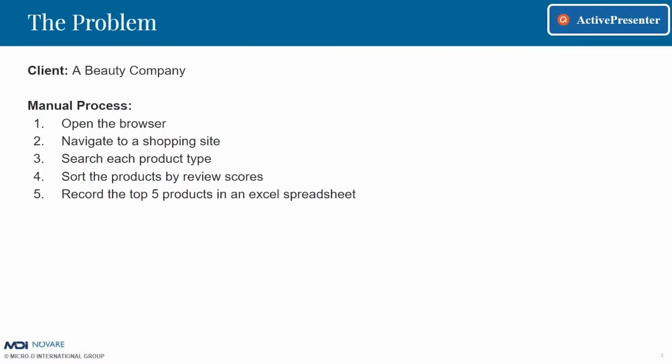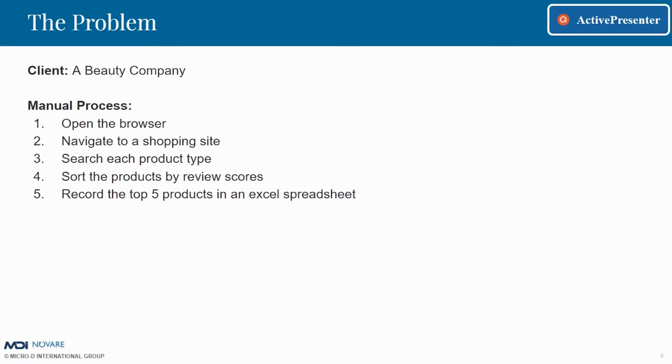The problem. A beauty company wants to automate the fetching of top products from several product types to aid with their research. Their manual process consists of the following.